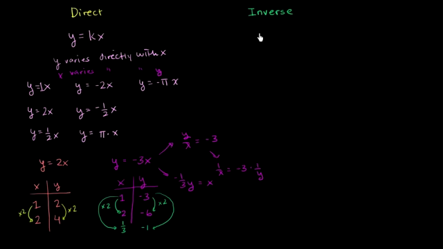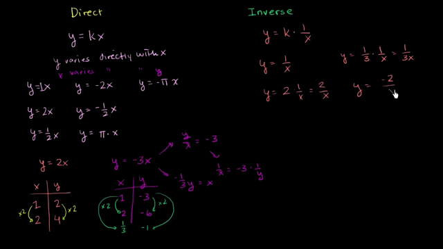Now let's do inverse variation. So if I did it with y's and x's, this would be y is equal to some constant times 1 over x. So instead of being some constant times x, it's some constant times 1 over x. So let me show you a bunch of examples. It could be y is equal to 1 over x. It could be y is equal to 2 times 1 over x, which is clearly the same thing as 2 over x. It could be y is equal to 1/3 times 1 over x, which is the same thing as 1 over 3x. It could be y is equal to negative 2 over x.